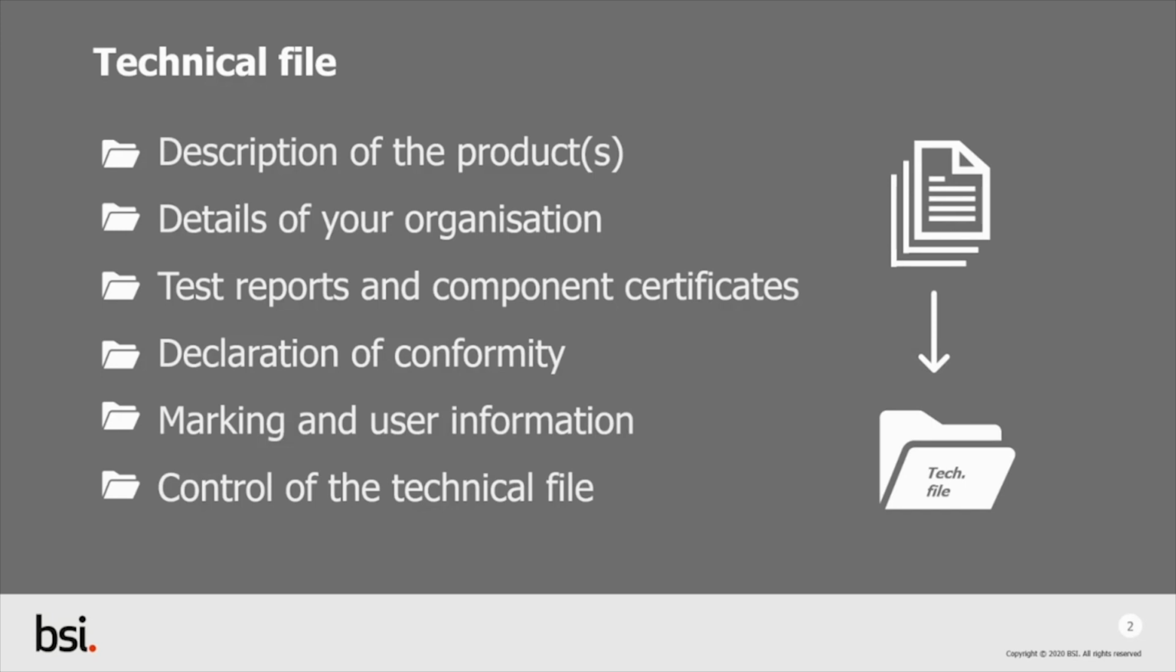For the marking and user information, you'll need to demonstrate exactly how and what you'll mark on the product. The designated standards, where available, are often a useful resource to ensure that you've included all the required information. Last on my list is control of the technical file itself. Now this is going to include the pagination, amendment record sheet, the file contents list, and of course a designation for the technical file itself with a revision number.